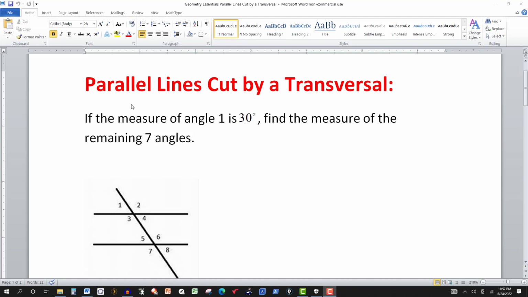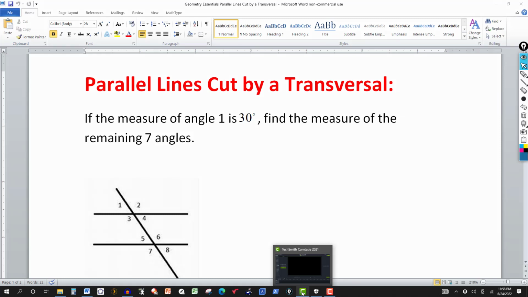We have a basic geometry video again. Parallel lines are cut by a transversal, and we form 8 angles. One angle is given to be 30 degrees, that's angle 1, and we're asked to find the remaining 7. So you can pause the video and attempt to solve this problem. Pretty straightforward.